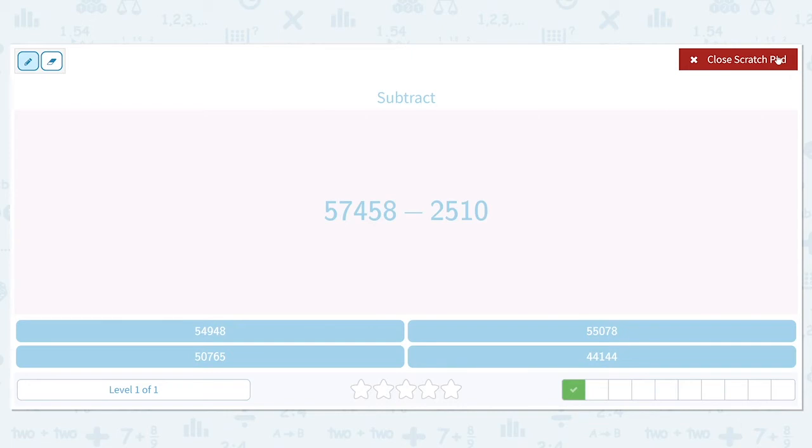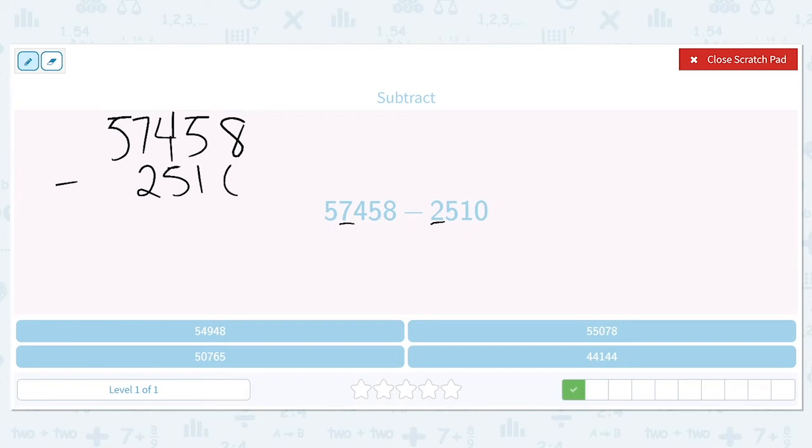57,458 minus 2,510. Now, before I write this down, we have to think about where exactly I am going to put this. Well, this is in the thousands place, so it needs to line up with the thousands place in the first number. So that 2 needs to go under the 7. 2,510.